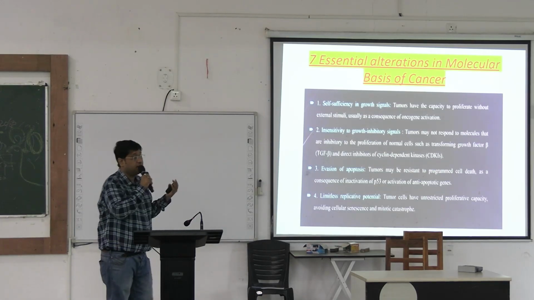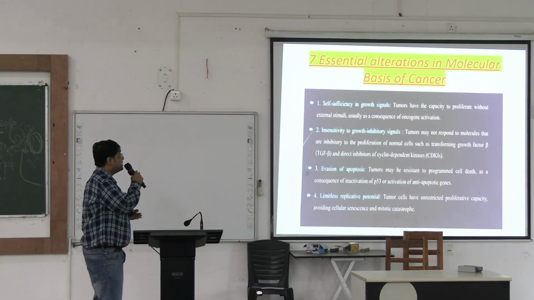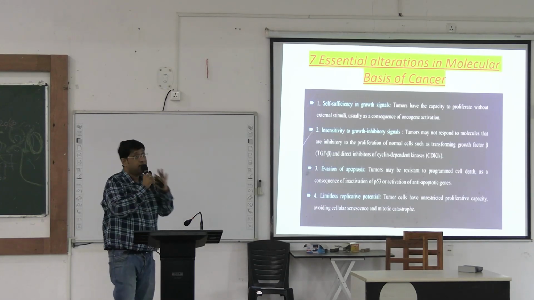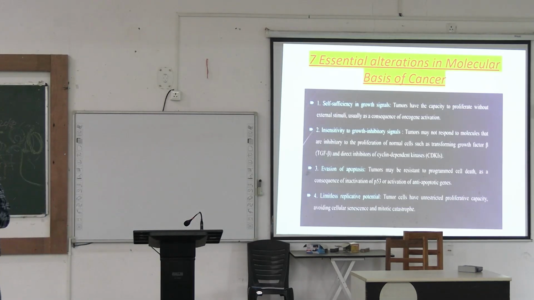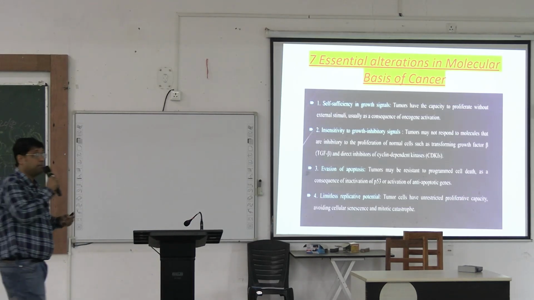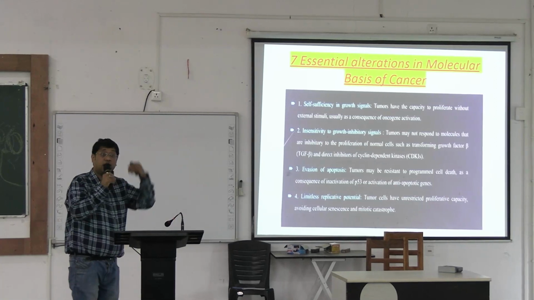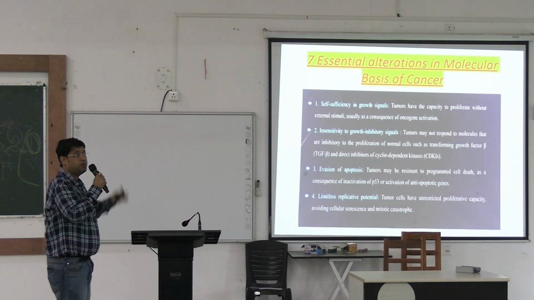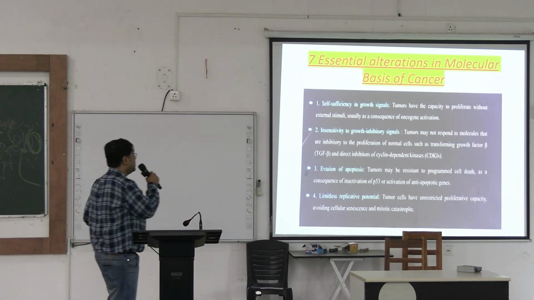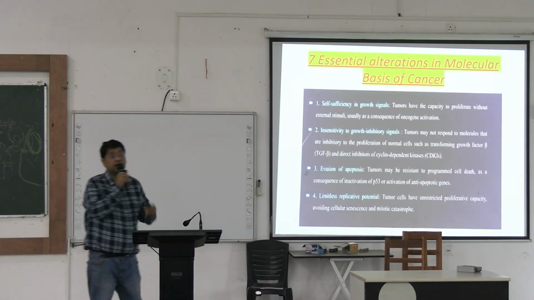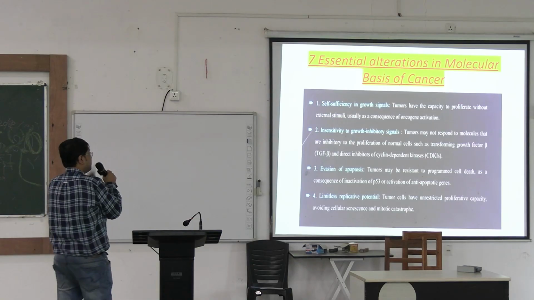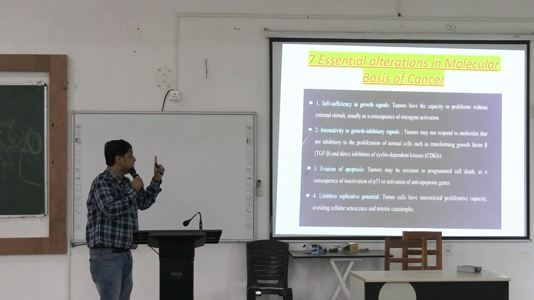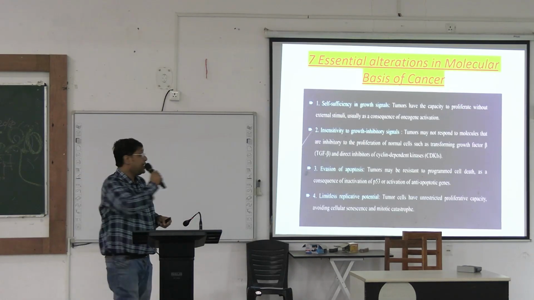Tumors have, what is that? Tumors have the capacity to proliferate without any external stimuli. Normally the cells will proliferate only when there is external stimuli. But in case of cancer, without even external stimuli, the cells will proliferate on their own, keep on proliferating. So this is self-sufficiency. It does not need external factors. Self-sufficiency in growth signals.